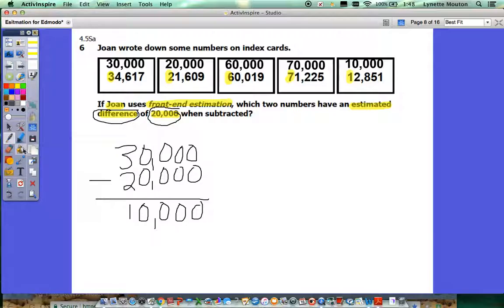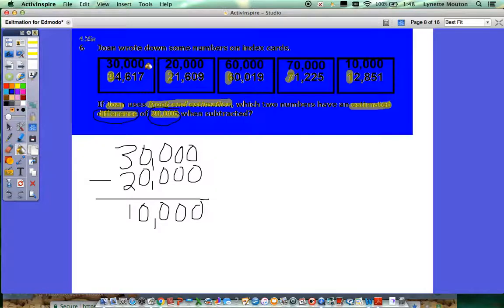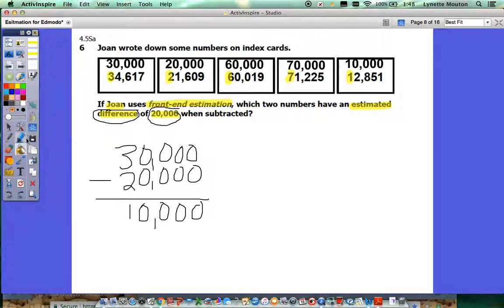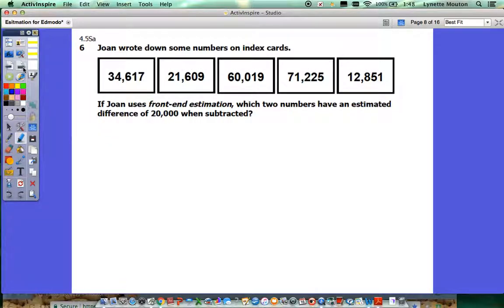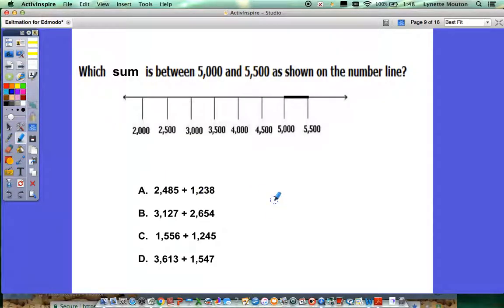And it would probably end up being a TEI type question. I don't know if it's going to let me do it. Oh, it didn't. Figures. But a TEI type question where we would end up clicking on it and it would just end up shading in this as our answer, or highlighting it as our answer. Okay, so that's front-end estimation.